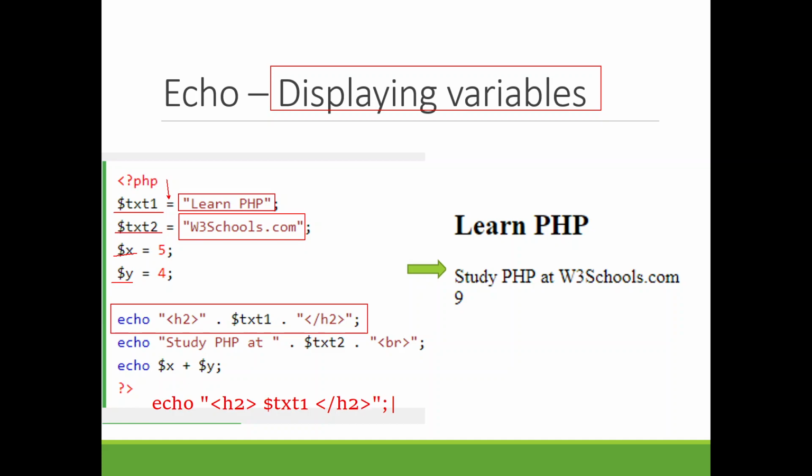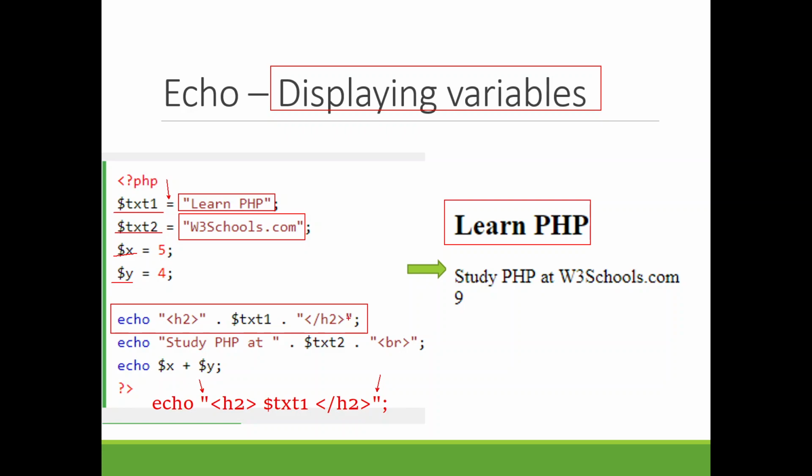So that is how, if you write this statement, it's going to print out "learn PHP" like that. So that's the easiest way to do it. What that means is that you can't print variables within a string, because anytime we put things inside double quotes in PHP, whatever is within that double quote is taken to be a string. So you can't do that.